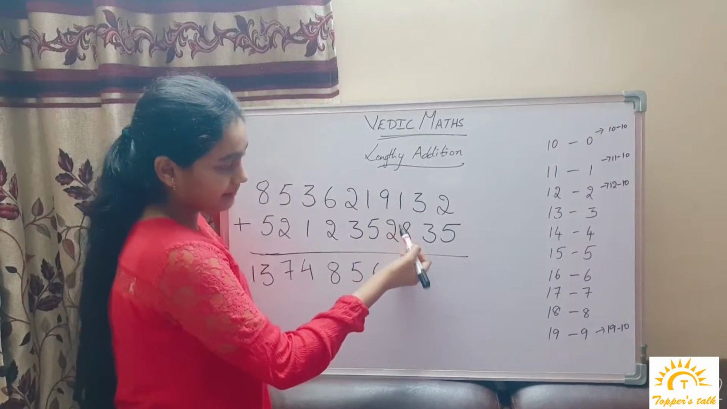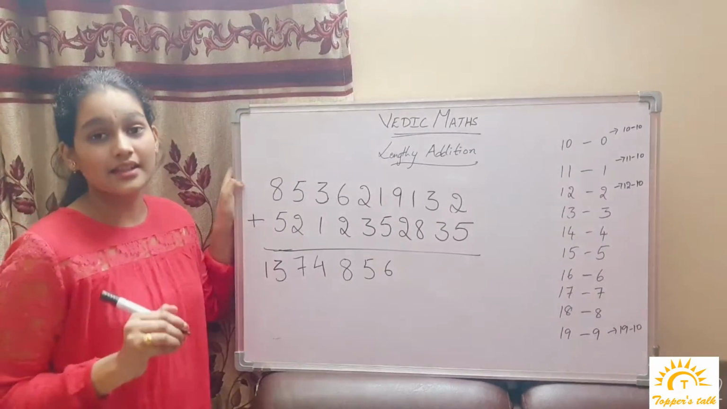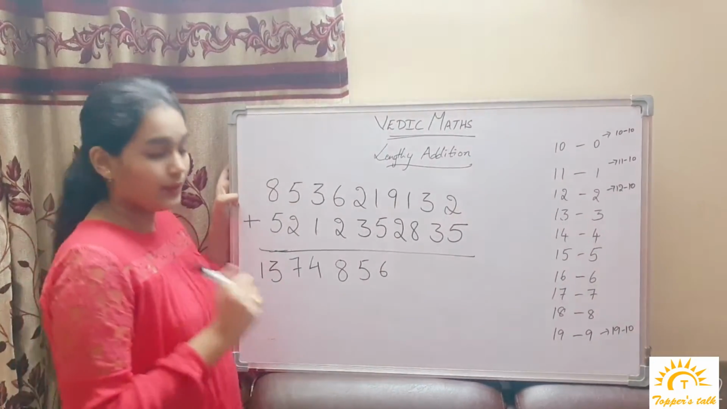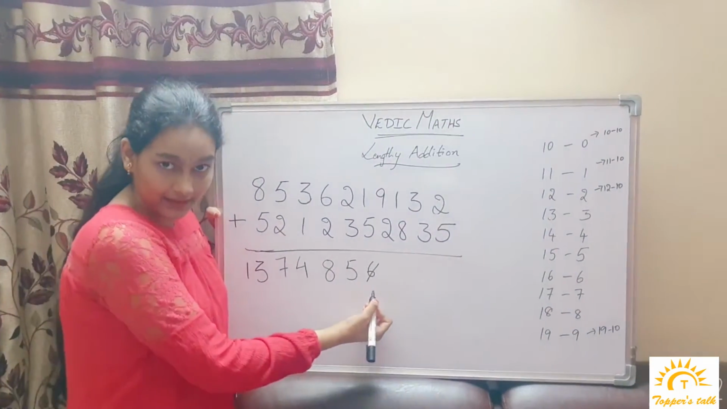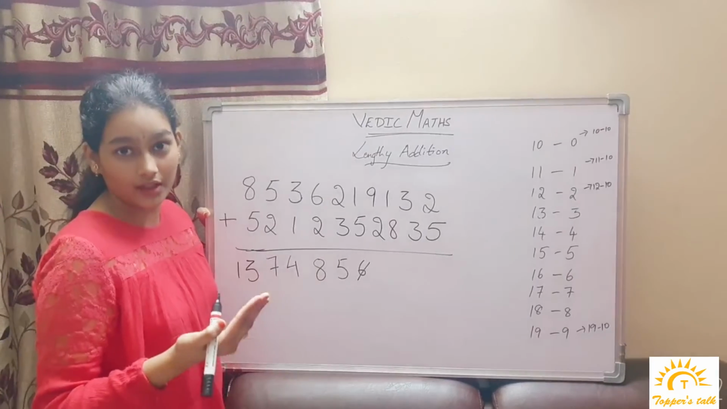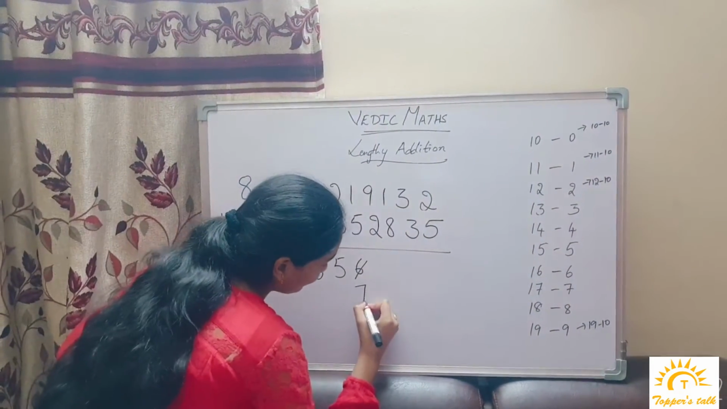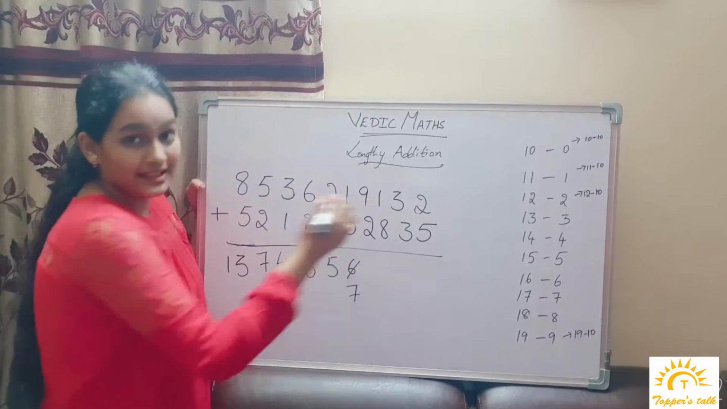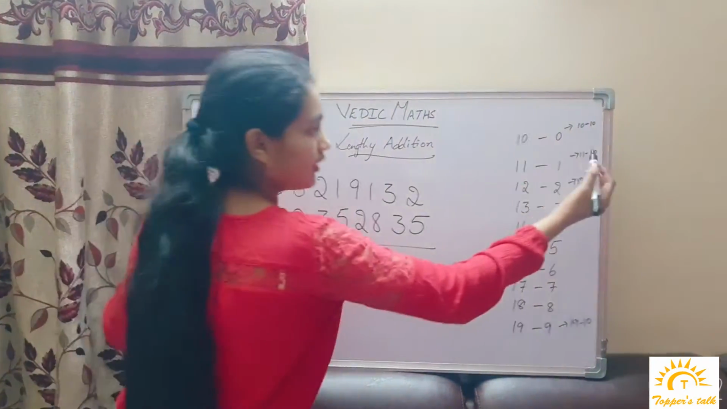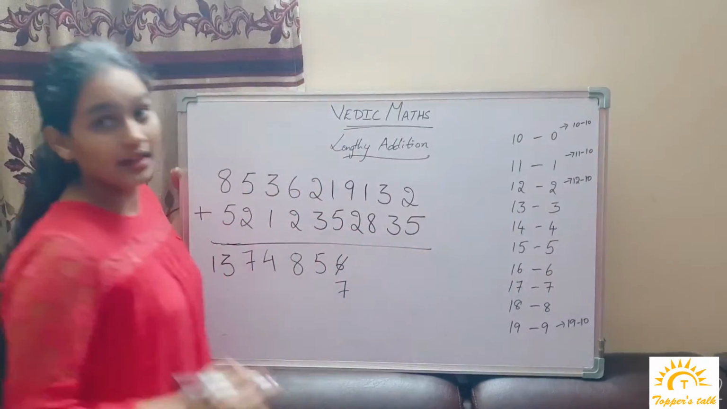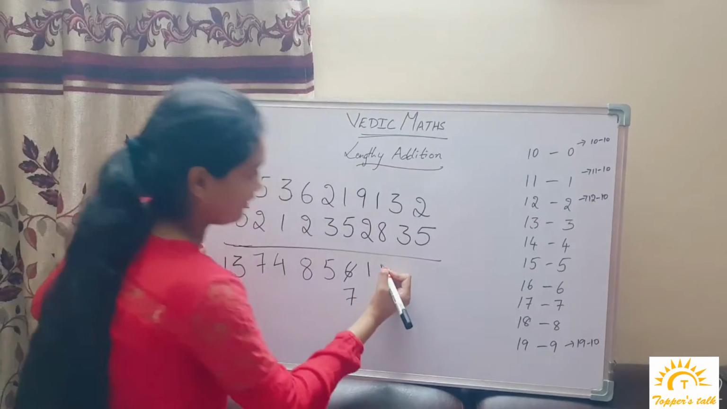Now, 9 plus 2 is 11. And since 11 is a double digit number, we have to cross out the number before. We have to cross out this 6 and add 1 to it, which is 7. Or write the next number, which is 7. And since 9 plus 2 is 11, we have to subtract 10 from it. So 11 minus 10 is 1. So we have to write that 1 here.